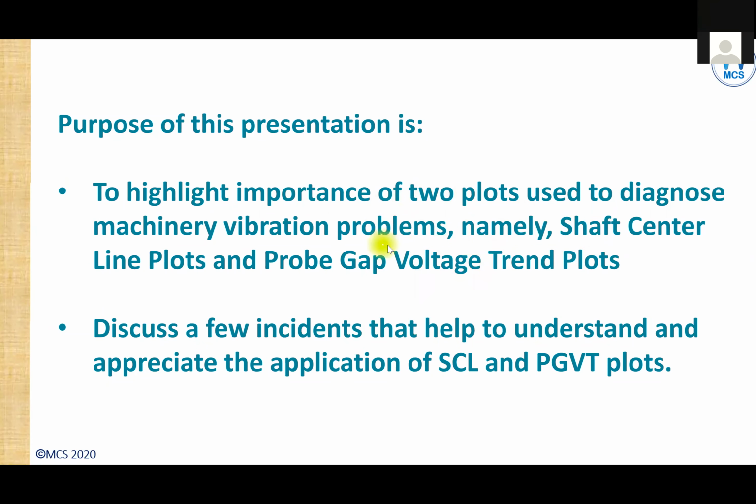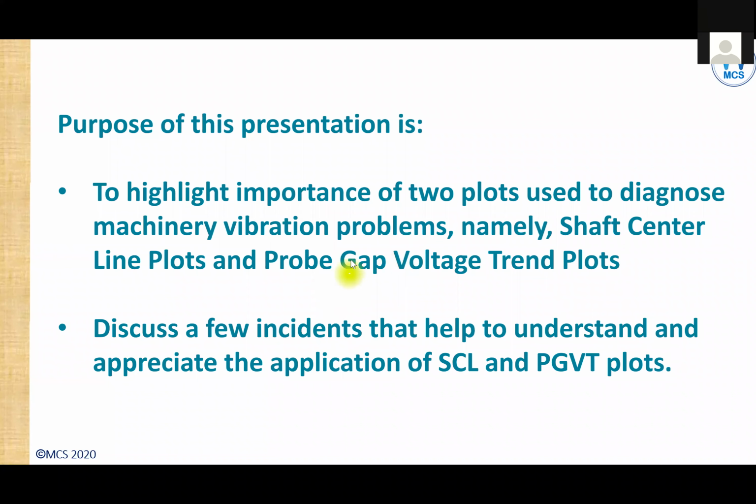And those people who have attended the programs on rubbing, shaft crack analysis and rotor instability, invariably while doing those analyses, the analysts will go through the shaft center line plots also to understand how the shaft center was moving within the bearing while those rubbing events or the instability events are happening.